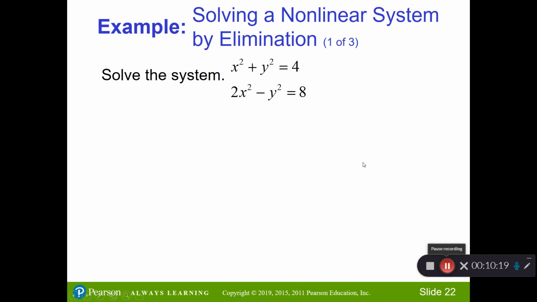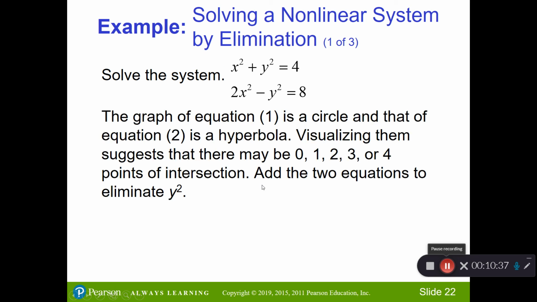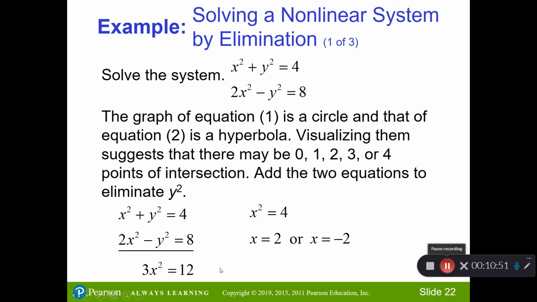Now, we can also solve nonlinear equations. If I have this system of equations and I want to know where they equal, where the system is solved, that's looking at the x and y values that satisfy both equations at the same time. So what I can do is I can add these two equations together, and that'll knock out the y squared term. So adding these together, I would get 3x squared plus 0y squared equals 12. So divide by 3, and we get x squared is 4, so x is plus or minus 2.